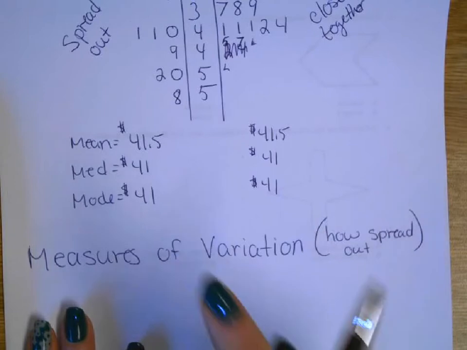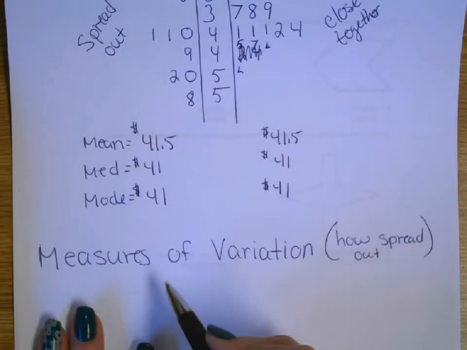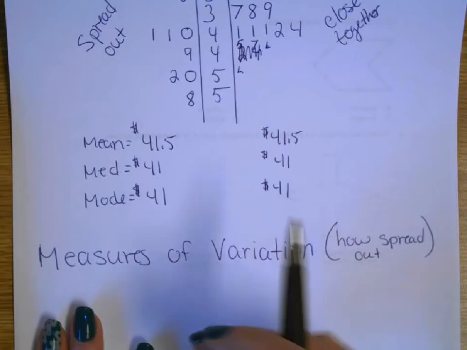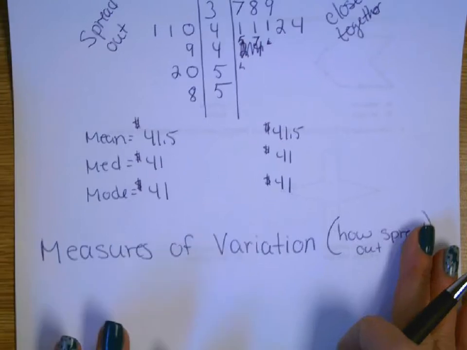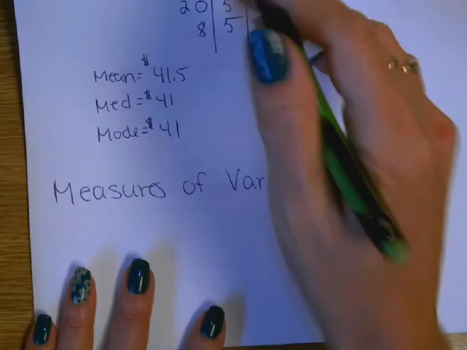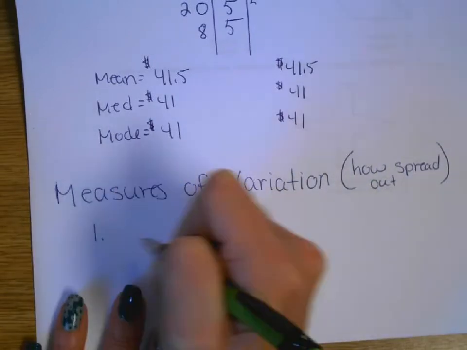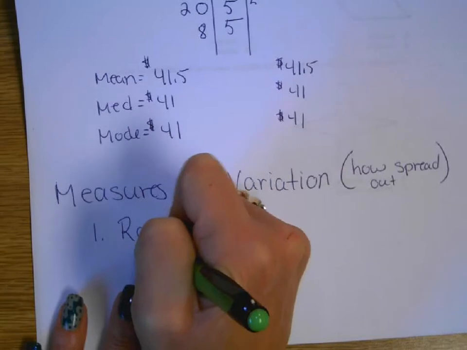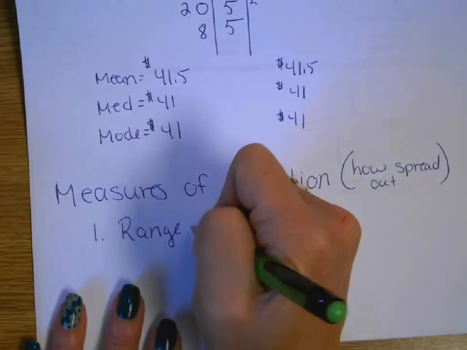Okay, just like we had 3 measures of central tendency, we have mean, median, and mode. We've got 3 different ways to tell how spread out things are, and some are better than others. So the first thing you can do to tell how spread out a data set is, give the range of numbers. Range is just your max minus your min.